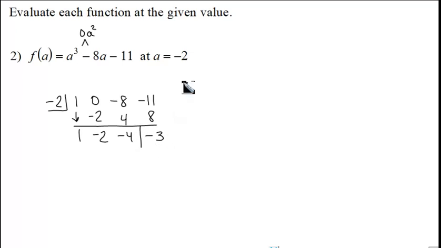Just like before, this particular value is not a solution to the polynomial. But if I'm wanting to know where the point is on this graph, there is a point at (-2, -3). And just like before, this answer could also be written as f of -2 equals -3.